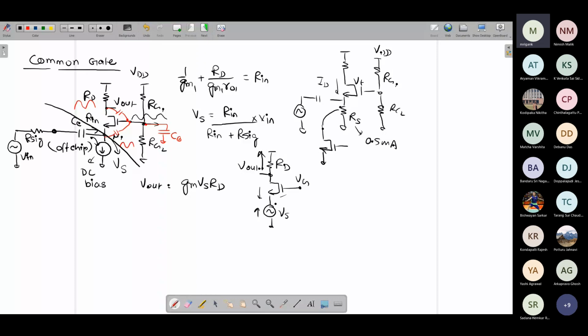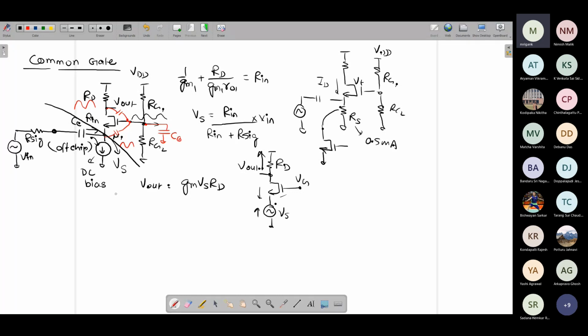Of course, you can draw the exact small signal model and do that too. So this is the overall gain. If you want the exact expression including RO, you can include RO and solve, and get it that way as well. So V out is approximately equal to this expression, and we already know what VS is. So this is the overall small signal gain for the common gate amplifier.